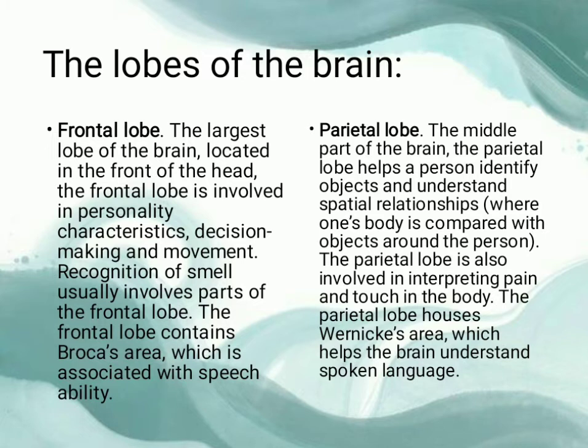The frontal lobe. The frontal lobe is the largest lobe of the brain, located in the front of the head. The frontal lobe is involved in personality characteristics, decision-making, and movement. Recognition of smell usually involves parts of the frontal lobe. The frontal lobe contains Broca's area, which is associated with speech ability. The frontal lobe is important for cognitive functions and control of voluntary movement or activity.